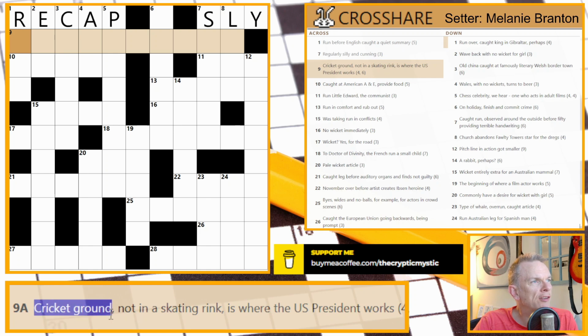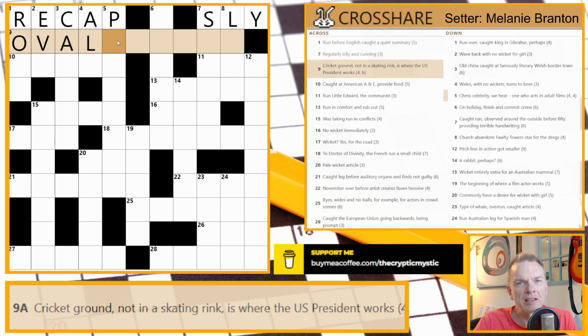So, cricket ground. Now, there are some famous cricket grounds in England, and one of them is called the Oval. So, I'm pretty sure that's what this is. Cricket ground here is OVAL. And then "not in a skating rink." Well, another way of describing not being in a skating rink would be if you were off ice.